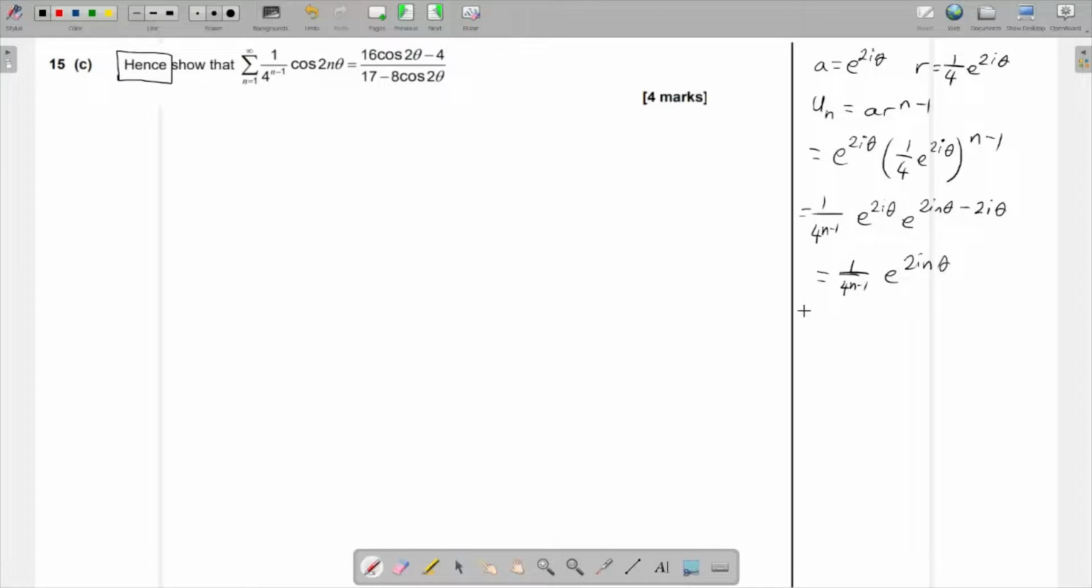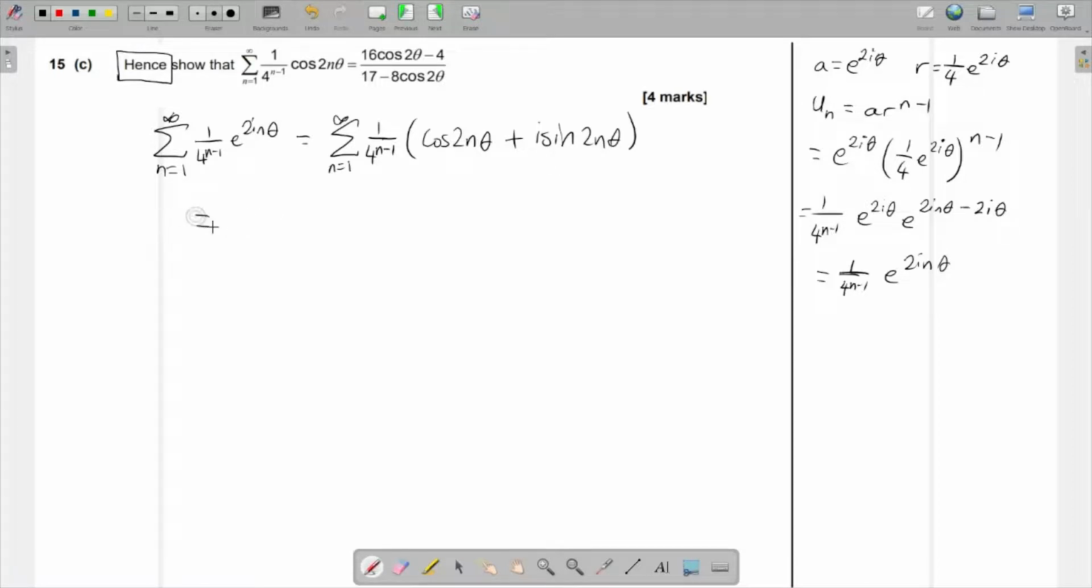So now we can write this in sigma notation. So that will be n equals 1, e to the 2i n theta. Now we want to break it down using Euler's formula. Open bracket cos 2n theta plus i sine 2n theta. Okay, now from here we can break them down into the two separate summations, one being the real part and one being the imaginary part.